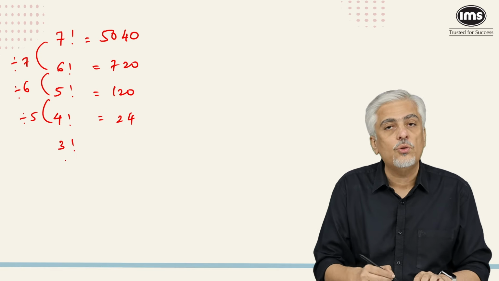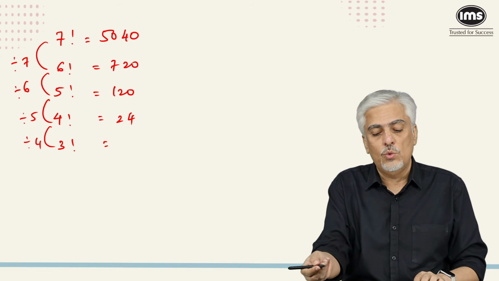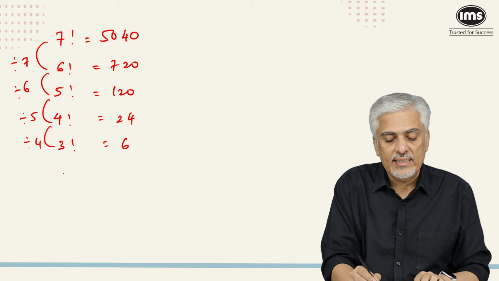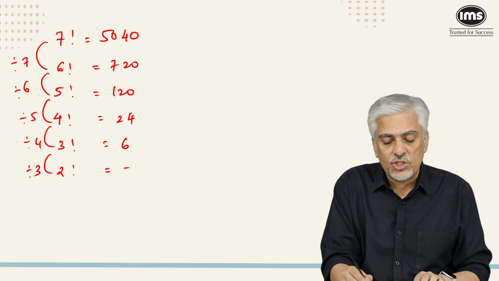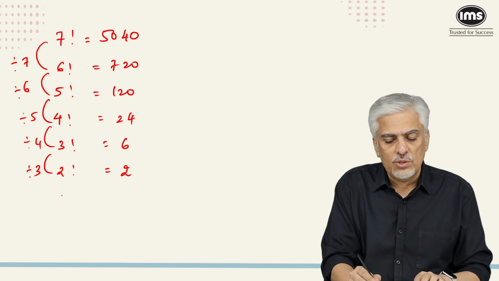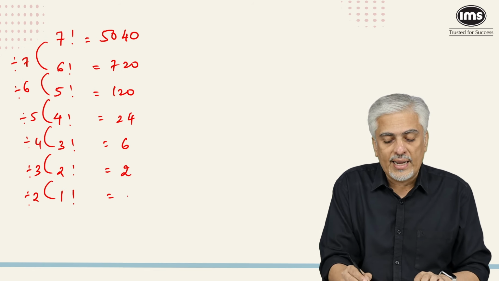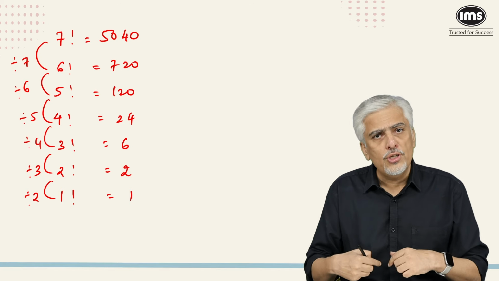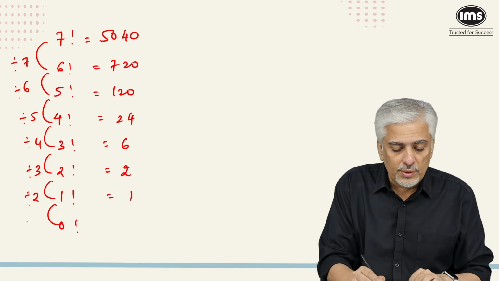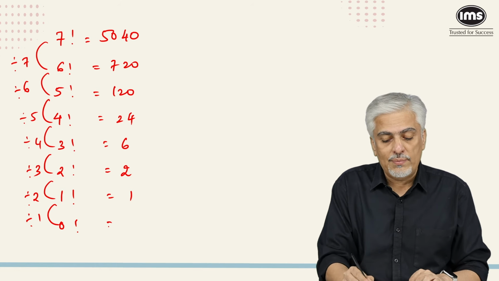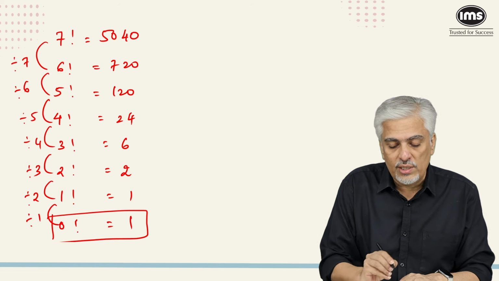Now what is 3 factorial equal to? I would have to divide by 4 and get 6. What is 2 factorial equal to? Divide this by 3 and I would get 2. Continue this. What is 1 factorial equal to? I would have to divide by 2 and I would get 1. Continue it further to reach our answer. What is 0 factorial equal to? You would have to divide by 1. 1 divided by 1 would have again given you 1. And that is how you can reach 0 factorial is 1.